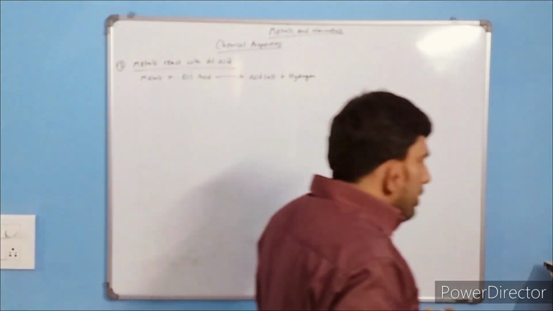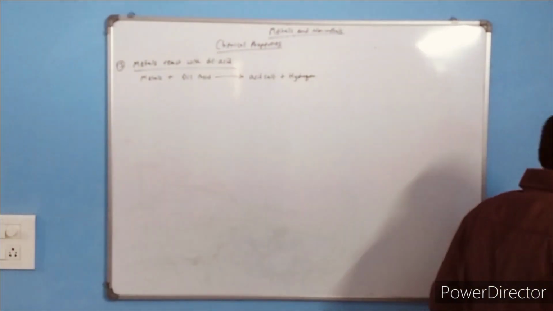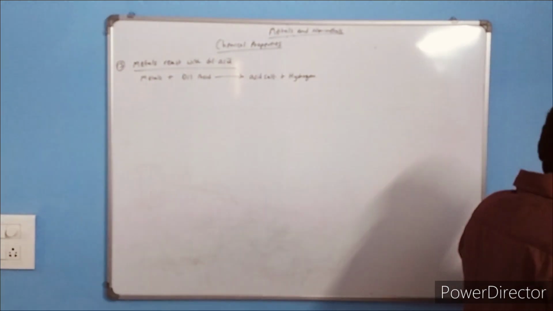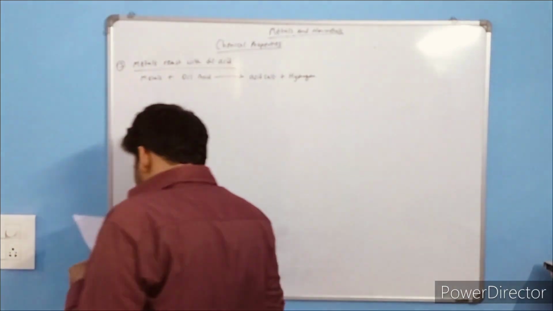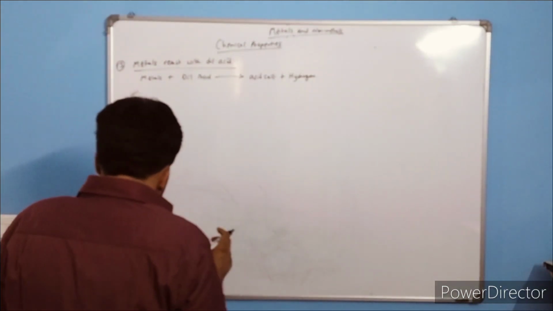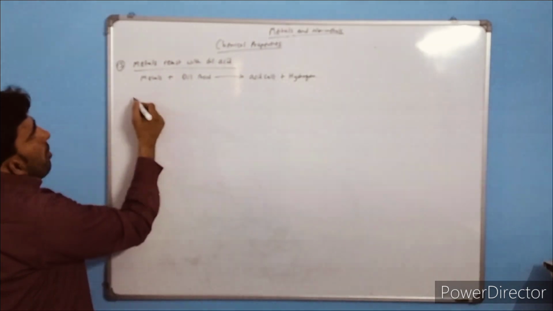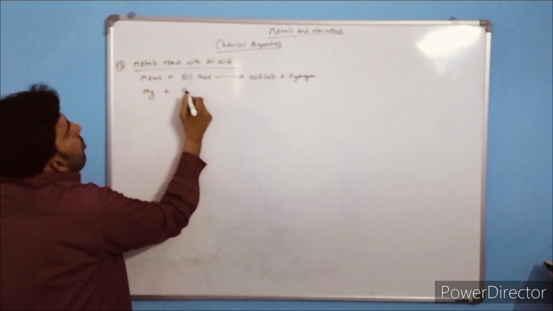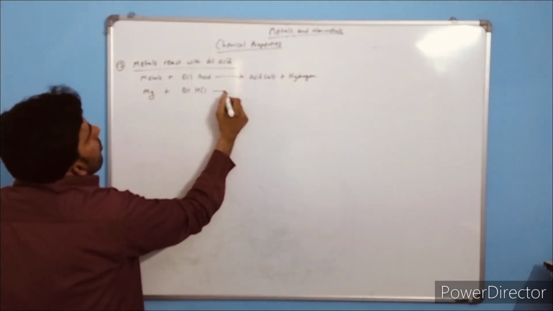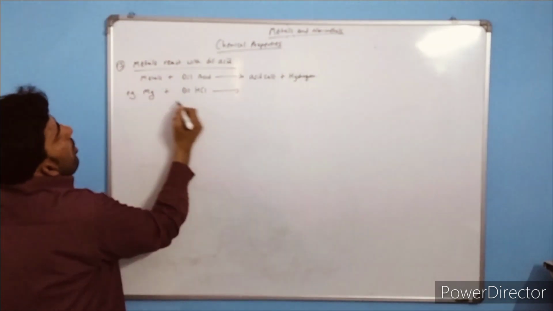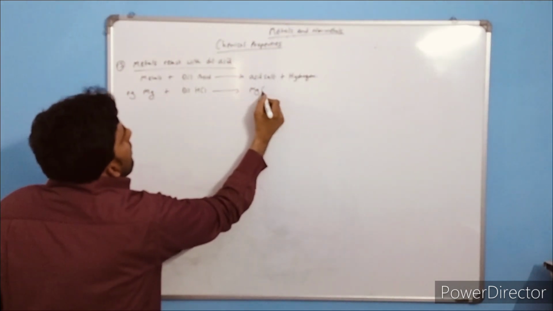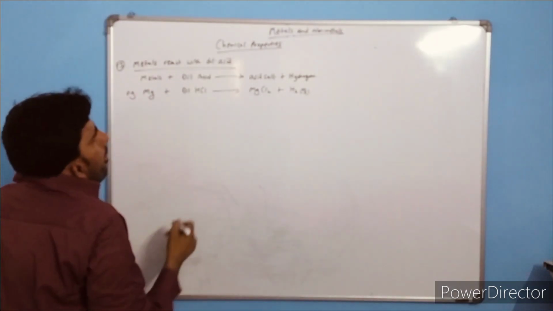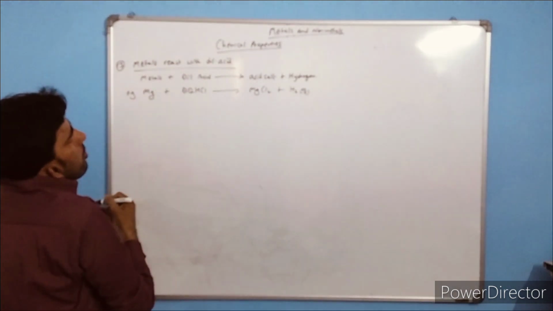So a lot of things are there to discuss. Now the next thing is metals reacting with dilute acid. For example, if I take magnesium reacting with dilute HCl, this is my first example. I will form MgCl2 plus hydrogen. Okay, there is 2, so I can add 2 here.